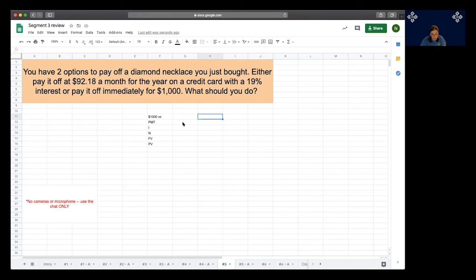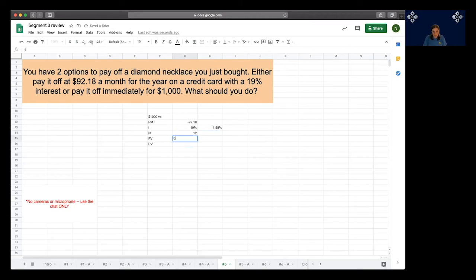So to start, we have a payment of -92.18. And then your interest rate is 19%, and it's adjusted for monthly, so divided by 12. And then your N is the months in the year, so it's 12 months. You can leave it like that.